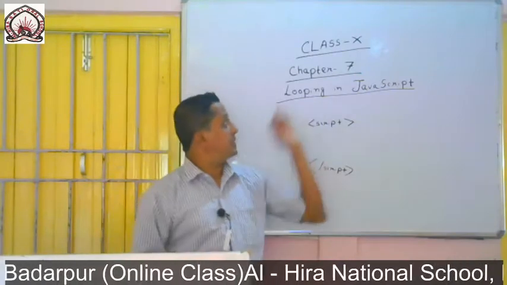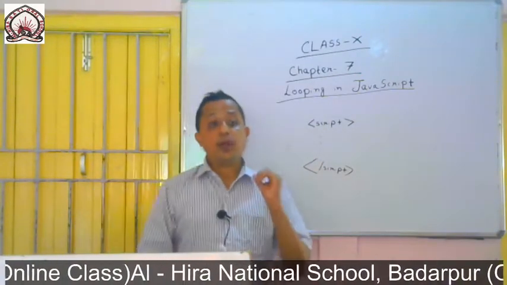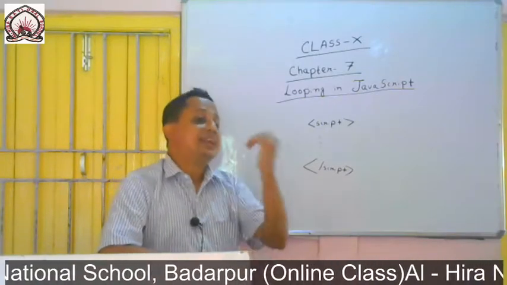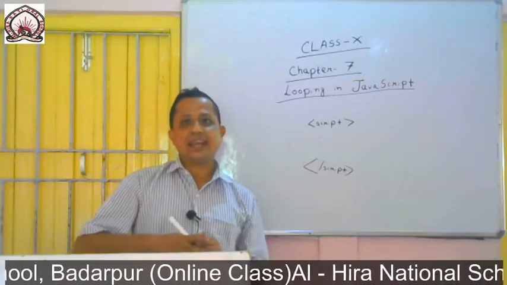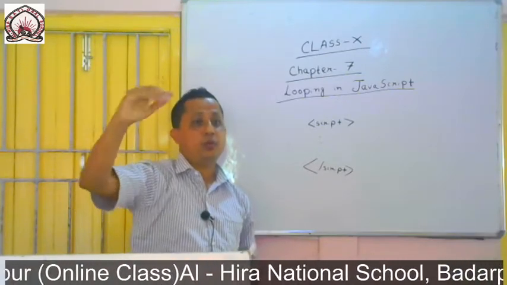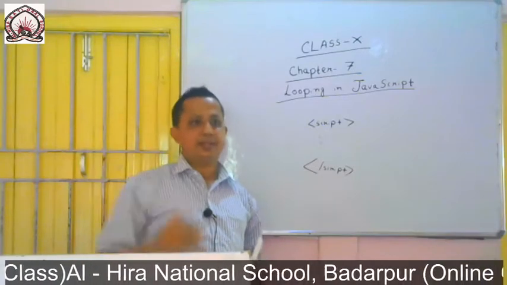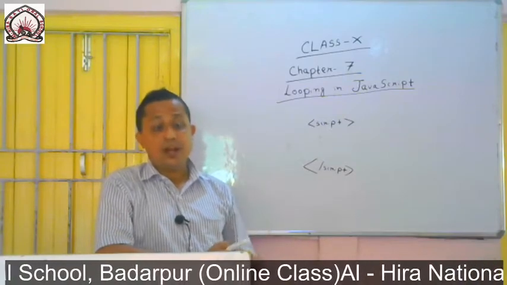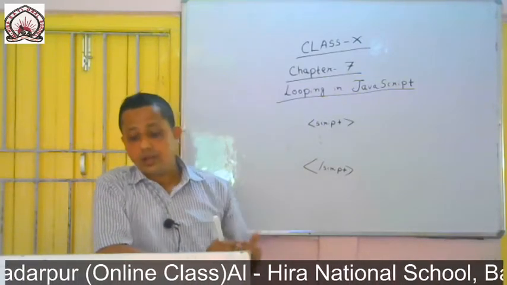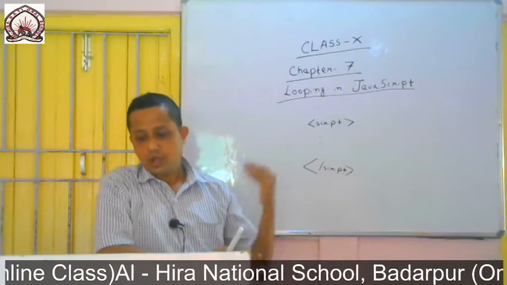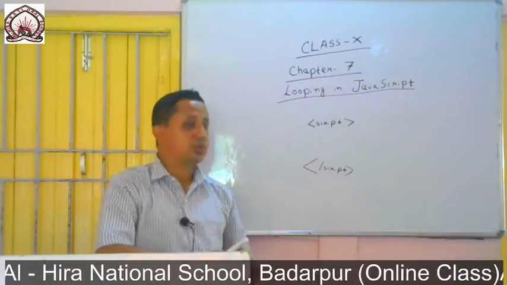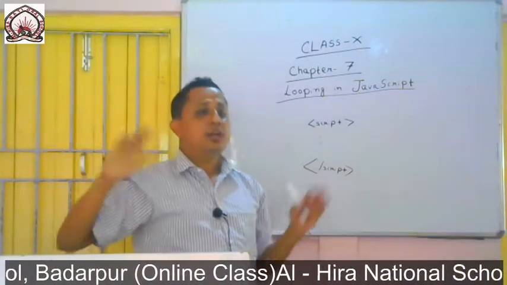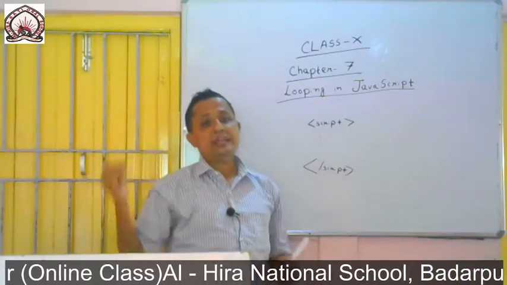Now coming to chapter number 7, looping in JavaScript. What do you mean by looping? The word looping means repetition, or we can say that for the same set of things we want it to repeat. Sometimes we want to execute the same set of code repeatedly. For this purpose, a looping statement is used. If you want the same set of statements to execute repeatedly, then we use the looping statement.